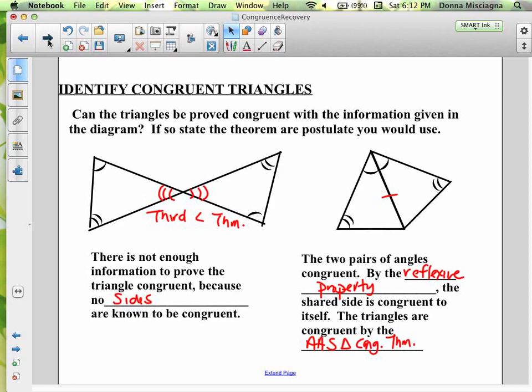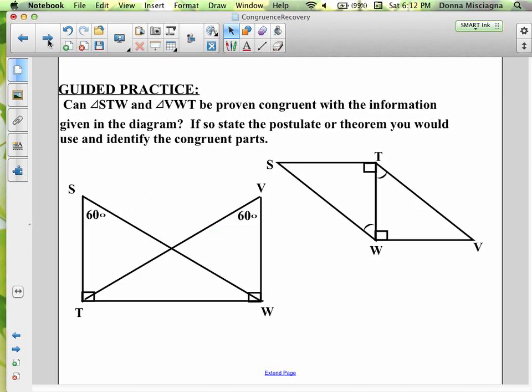I think we've got a couple more. I don't think we have any more multiple choice though. I think we have a couple fill-ins. There we go. All right, so can STW and VWT in both diagrams here be proven congruent with the information given in the diagram? If so, state the postulate theorem you would use and identify the parts.